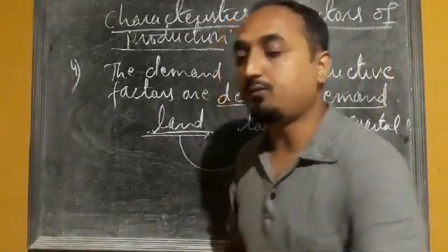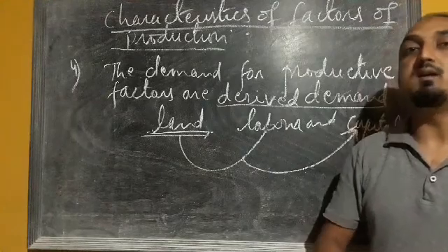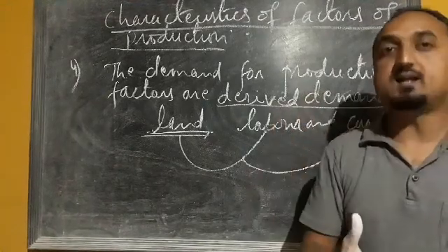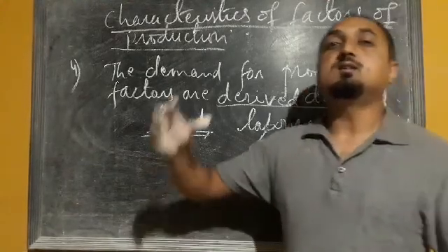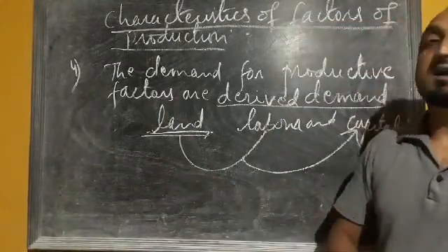Derived demand. So all the factors of production is a what type of demand? Derived demand. In order to produce any item, we need to demand the various factors of production at the same time. Okay, that's why it is called derived demand.